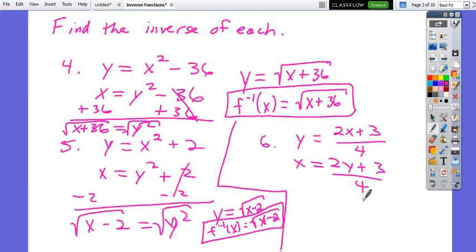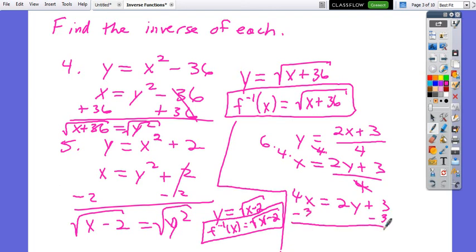Now, if I multiply the right side by 4, the denominator and the 4 that's being multiplied cancel out. And on the left side, I also multiply by 4. That gives me 4x equals 2y plus 3. This is a basic algebra problem. Solve for y. So what's the next step in solving for y? Minus 3, yep, from both sides.